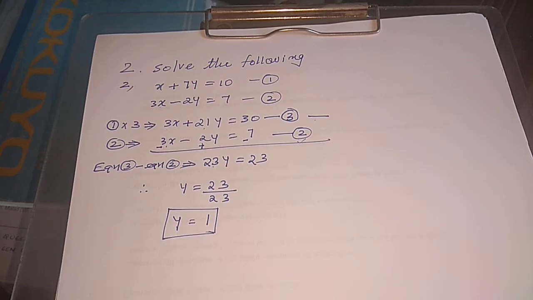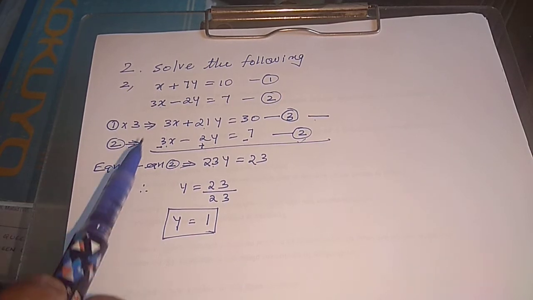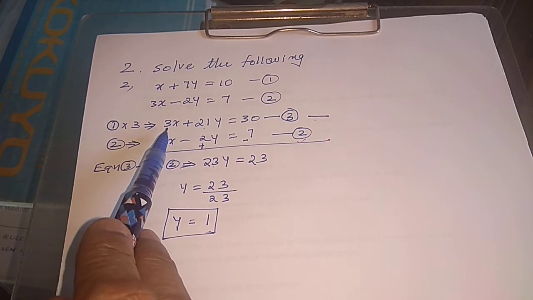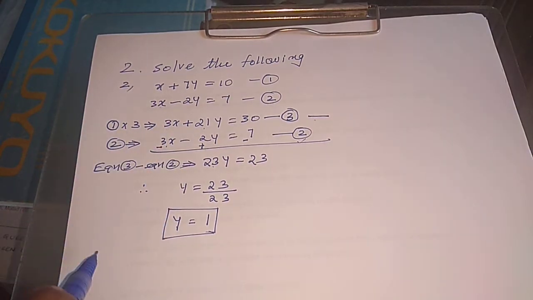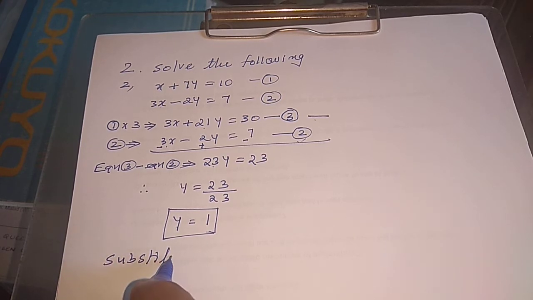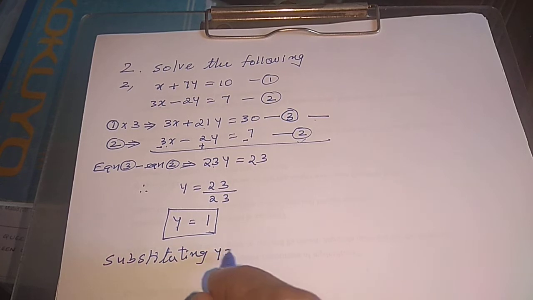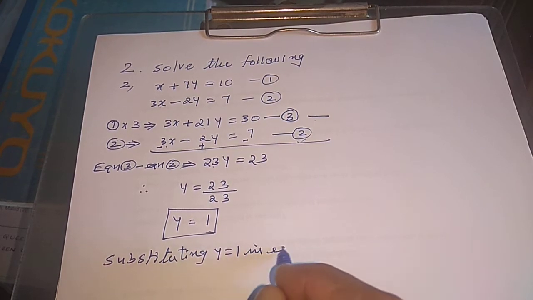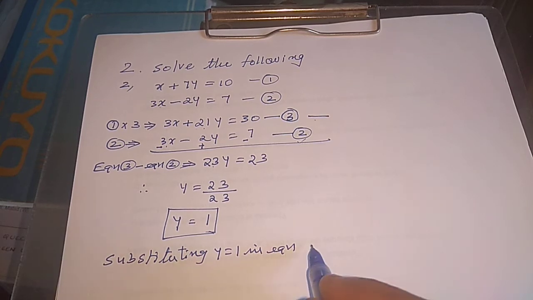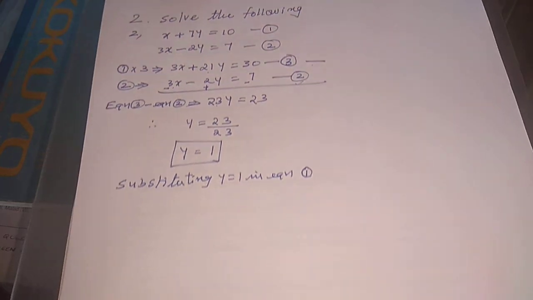Now we got y equal to 1 by eliminating x. We removed x from the scene. Now we get back, and for that we substitute y equal to 1 in equation either 1 or 2. We substitute in equation 1. You can substitute in 2 also, and you will get the same answer.